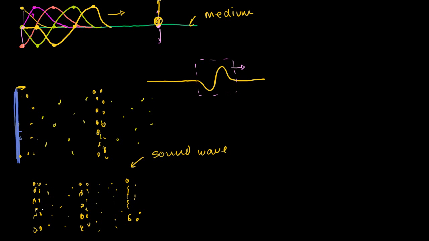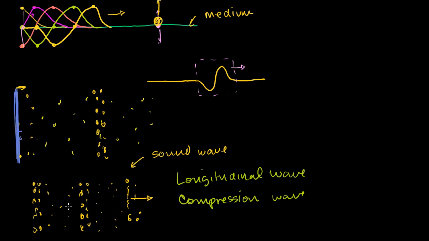And this type of wave, where the direction of the disturbance is the same, or it's along the same axis as the direction in which the wave is traveling, this is called a longitudinal wave. So sound waves, sound through air, they're longitudinal waves. Sometimes called a compression wave, same thing, because it's caused by compression.